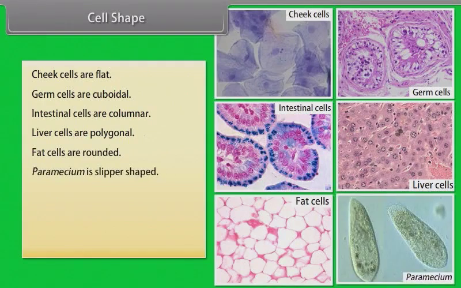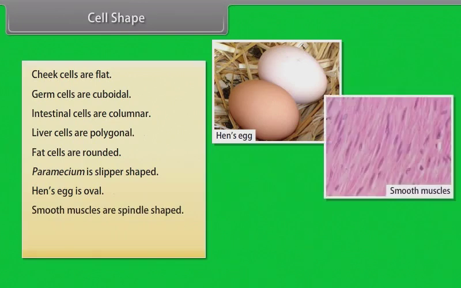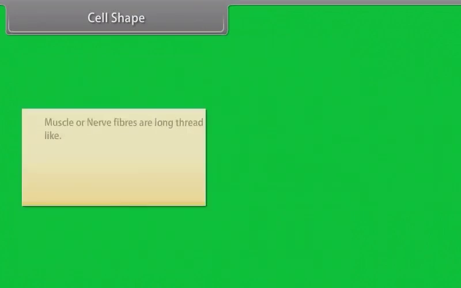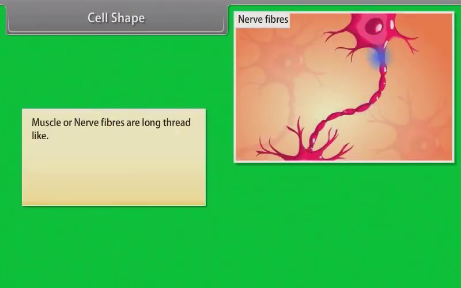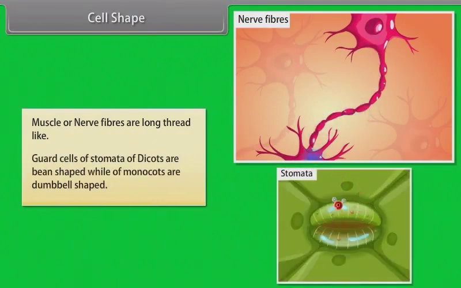Paramecium is slipper-shaped. Hen's egg is oval. Smooth muscles are spindle-shaped. Pigment cells, that is, chromatophores, are branched. Muscle or nerve fibers are long and thread-like. Guard cells of stomata of dicots are bean-shaped, while those of monocots are dumbbell-shaped.